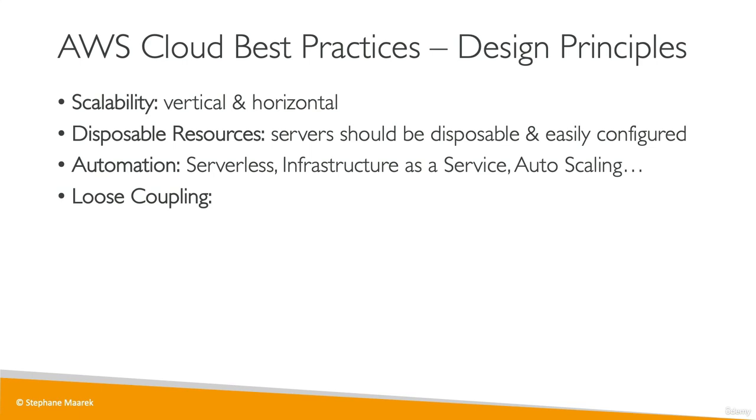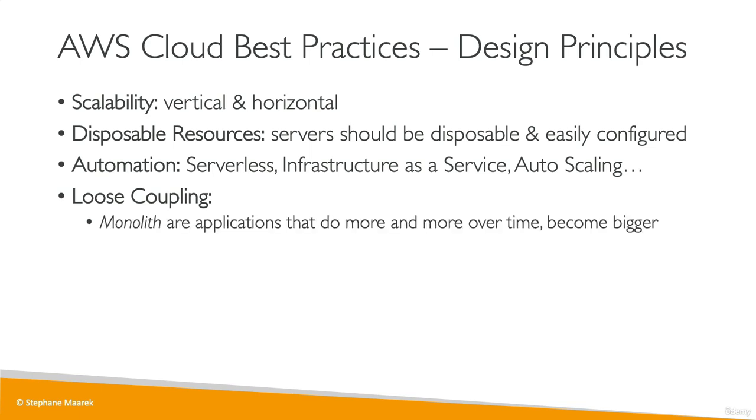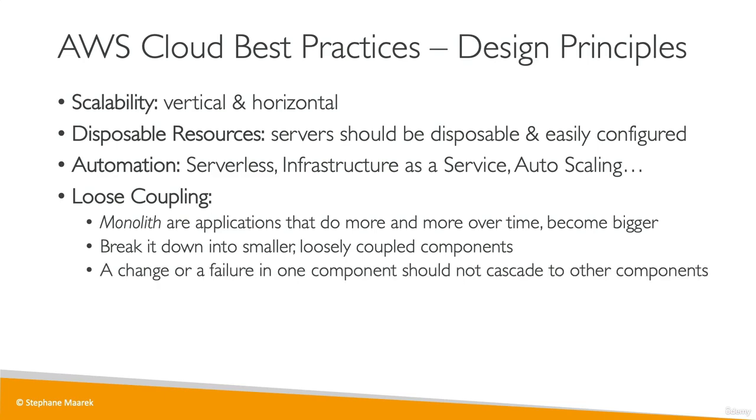So when you have an application at first, it's called a monolith. That means it's an application that can do everything. And over time, the more you add onto the application, the bigger it becomes. And because it's a monolith, it could be difficult to maintain and difficult to scale. Instead, you should break it down into smaller, loosely coupled components so that maybe they will be linked through SNS or SQS or by other means. And the idea is that a change or a failure in one component should not cascade to the other components, because in the cloud, again, things can fail and you need to be prepared for failure.